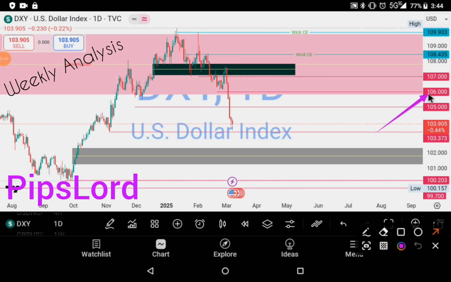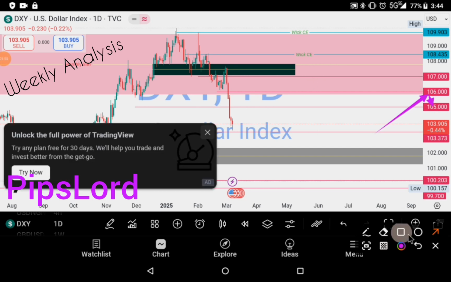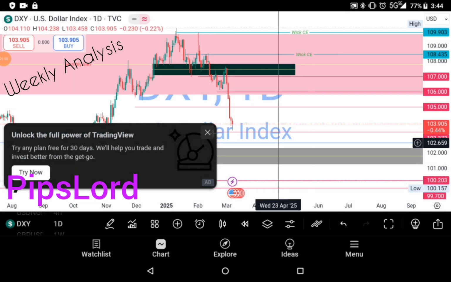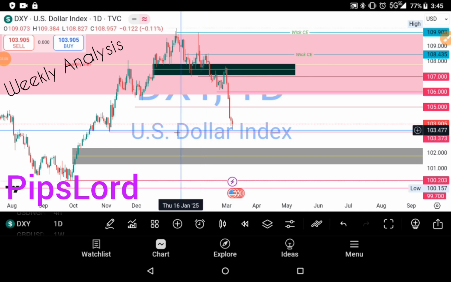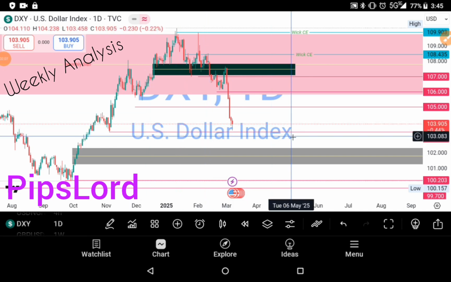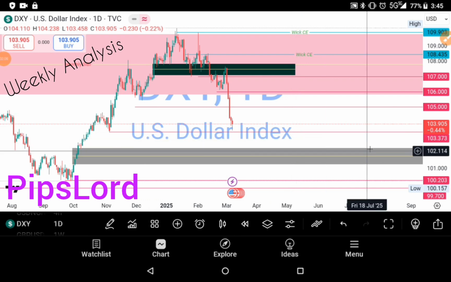We've seen 106 big figure taken, and we saw 105 big figure and 105.5 taken while popping up. Those levels have been taken as long as the market price found resistance around 107 big figure.